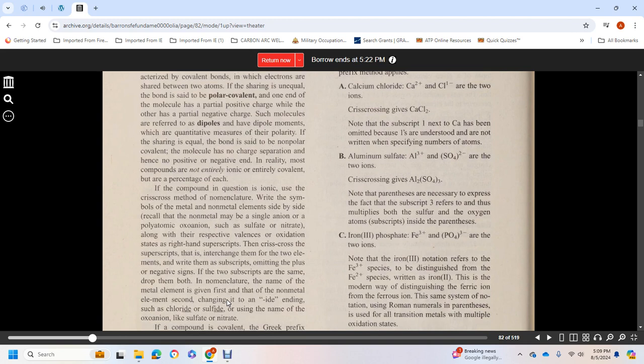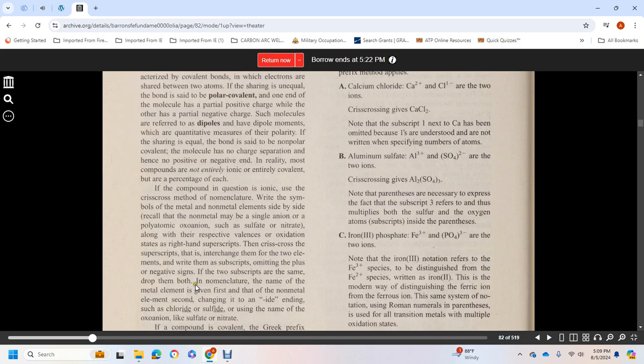If the compound in question is ionic, you use the crisscross method for the nomenclature, with the symbols of the metal and the non-metal elements side by side. Recall that the non-metal may be a single anion or a polyatomic oxoanion, such as sulfite and nitrate. Along with the respective valencies, or oxidation states, in the right-hand superscript, the crisscross method interchanges the two numbers, writing them as subscripts and omitting the plus and minus signs. If the two subscripts are the same, drop them both.